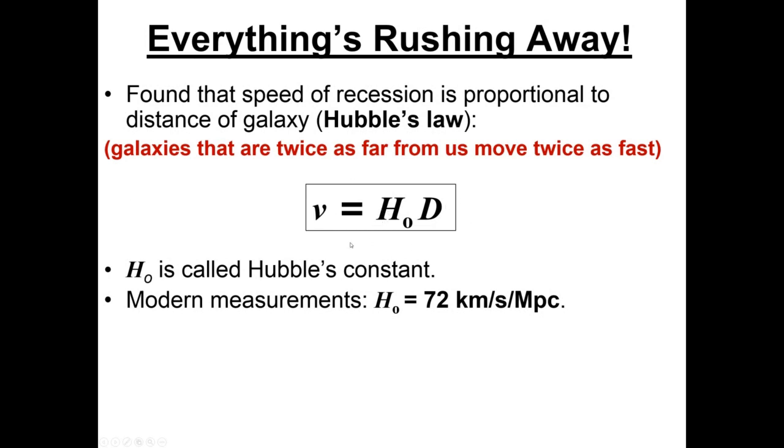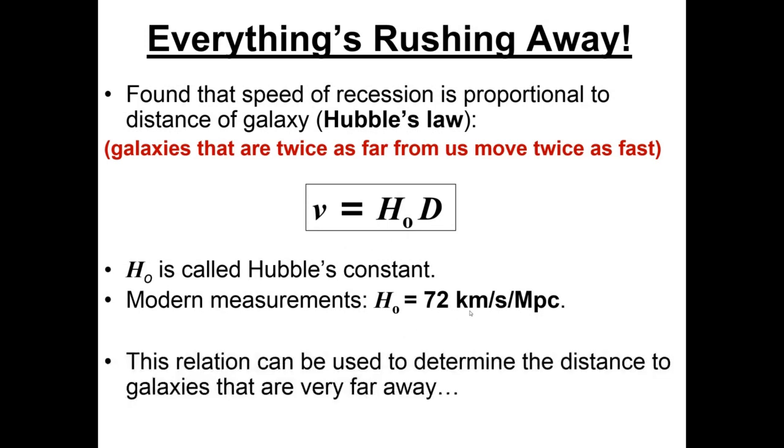Hubble's constant, H naught, is normally given as about 72 kilometers per second per megaparsec. A megaparsec is a very big distance. So every megaparsec that you move away from us, the galaxies will be moving 72 kilometers per second faster. All right?